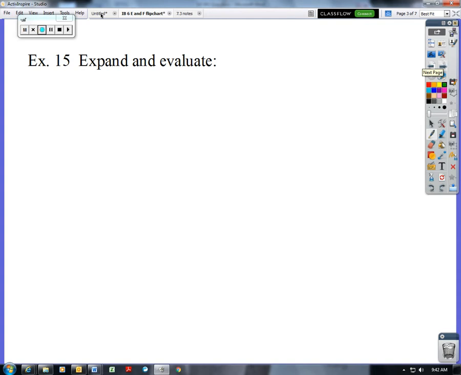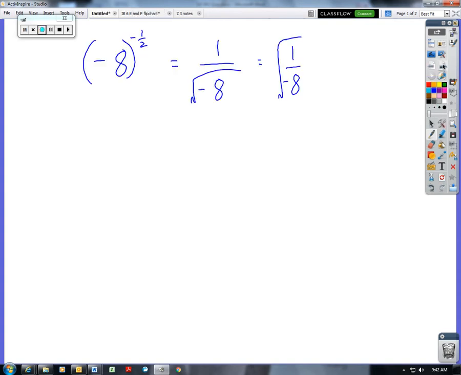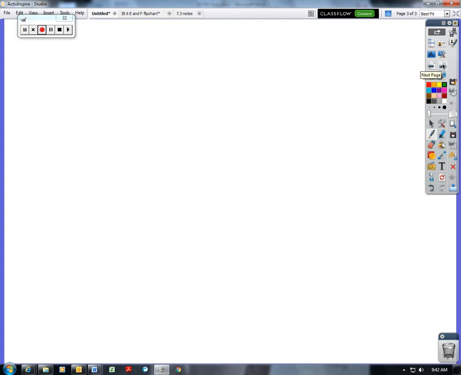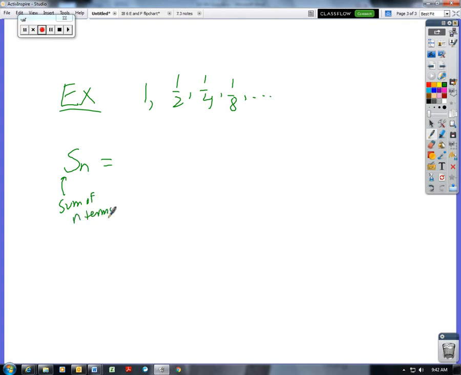I'm going to insert an example here. It's the same example. We have a sequence 1, 1/2, 1/4, 1/8. And let's write sigma notation for s sub n. So s is the sum of n terms. So we start with our sigma notation. It's going to be k equals 1 to n, because it goes on forever.